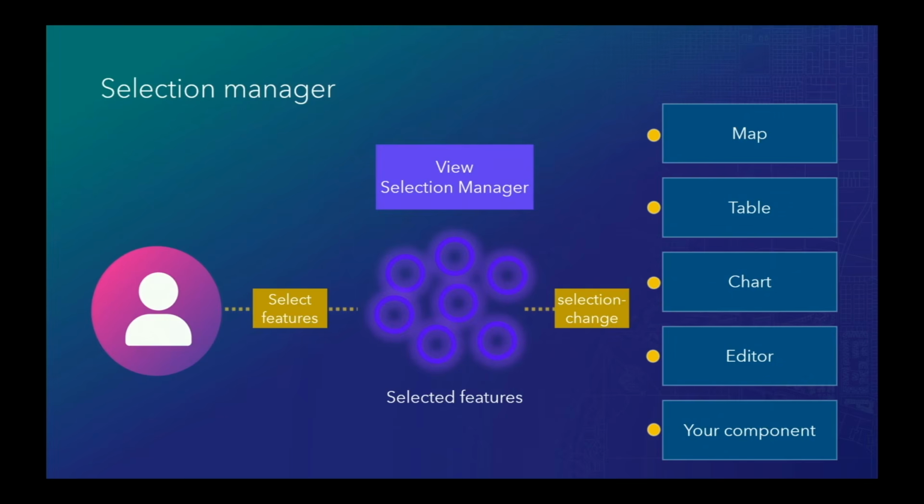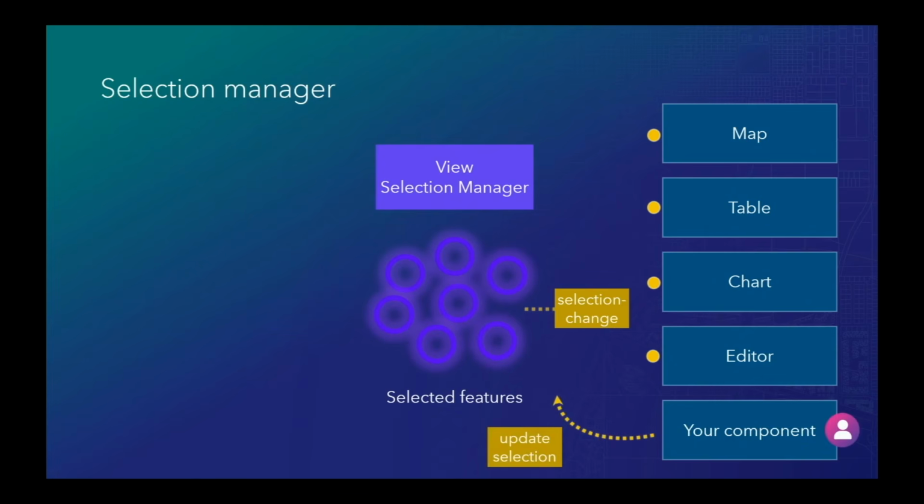Then the selection change event fires, and these are all objects in the SDK that already know how to work with selection. And I think we're going to continue to build that out with more components. The map has the selection set. It's part of the selection manager. Table will listen to selection. Chart will listen to selection. Editor, in fact, there was an editing session earlier today. If you might have gone to it, they talked about selection manager. And you can have your own component listen to selection. So if you want to know what was selected and do something with that selection, then you can do that.